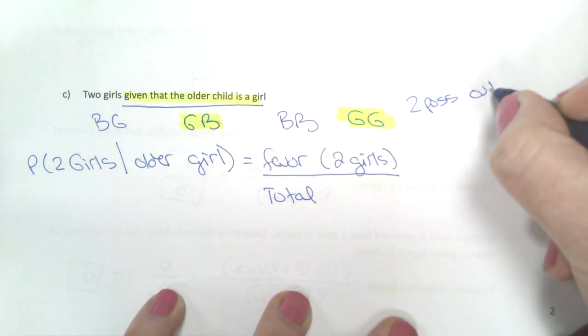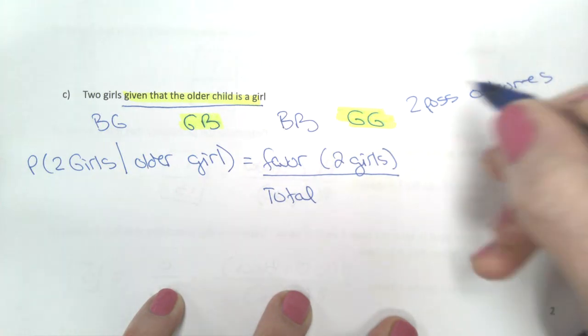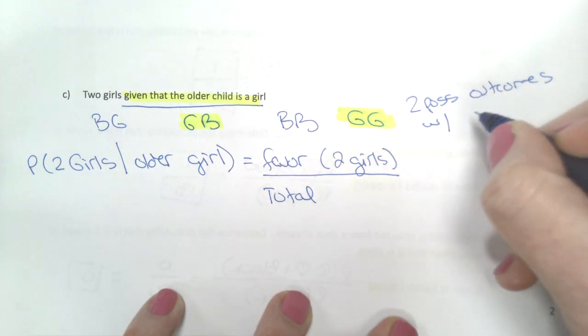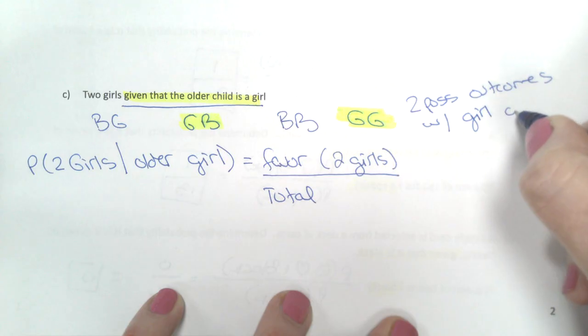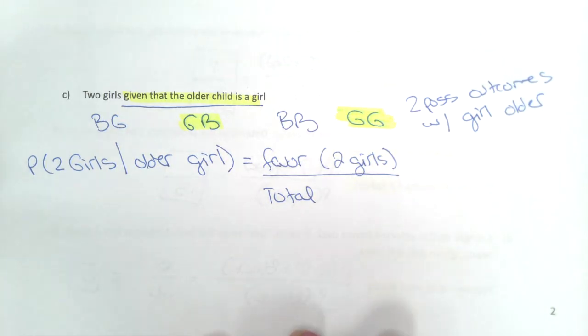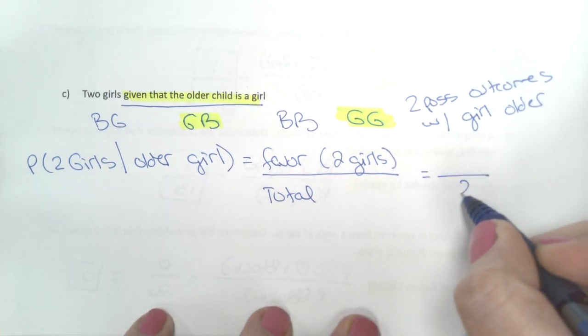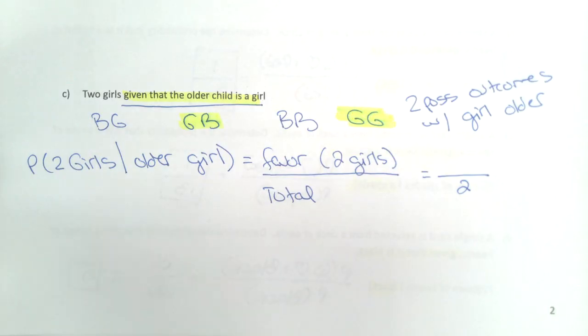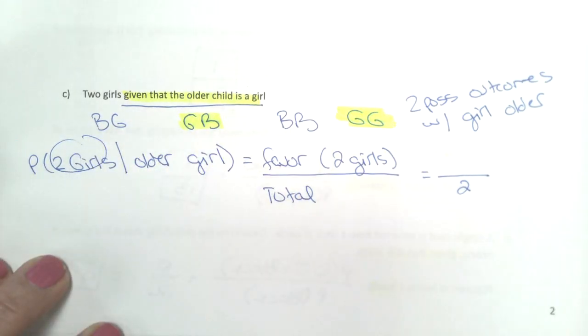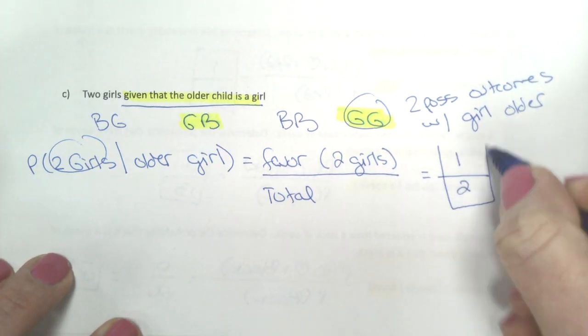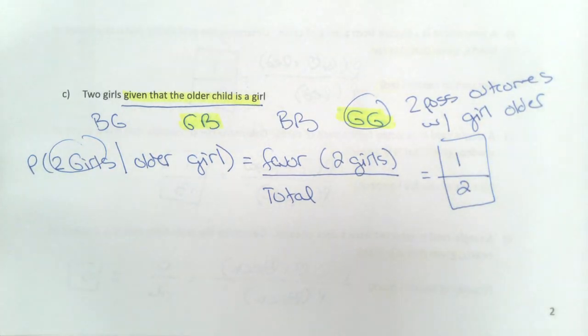So I have 2 possible outcomes with a girl that is older. So that is my denominator. I have 2 possibles. I still want 2 girls. There's only one way that happens. So this probability is 1/2.